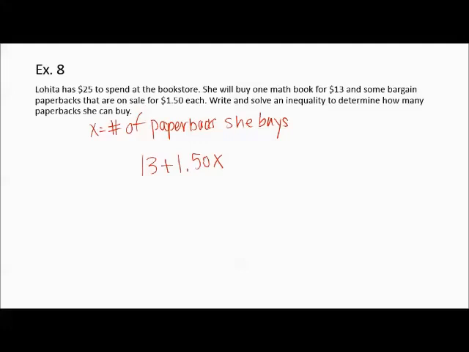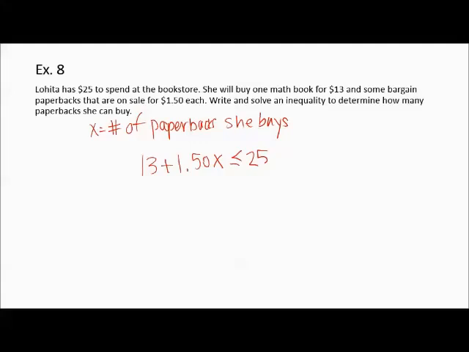Now what's the deal? She's got $25 to spend. So it could come out to be exactly equal to 25, but maybe it won't come out exact. She could decide she's going to spend a little bit less than 25. All we know is that it can't go over 25. So we need to write an inequality symbol here. Her amount that she spends needs to be less than, or it could be equal to $25.